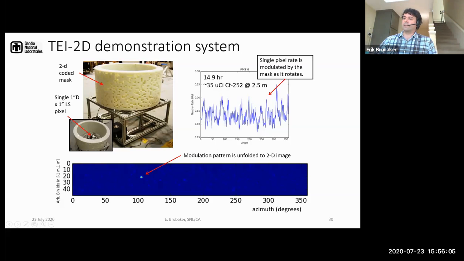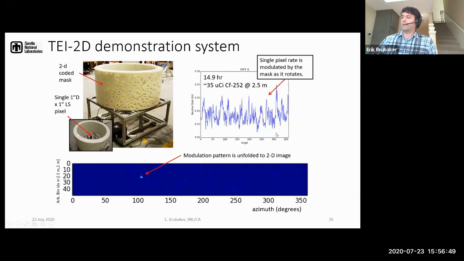Inside that cylindrical mask is just a single liquid scintillator cell, 1-inch diameter by 1-inch thick. If we put a californium source out at 2.5 meters, and we rotate this mask around, over time we see different rates on that single pixel detector. In fact, this rate plot here is as a function of angle. If you imagine rotating the mask many times over some period of time, you can stack on top of each other the different periods that correspond to single rotations, and so you can build up this picture over 360 degrees.